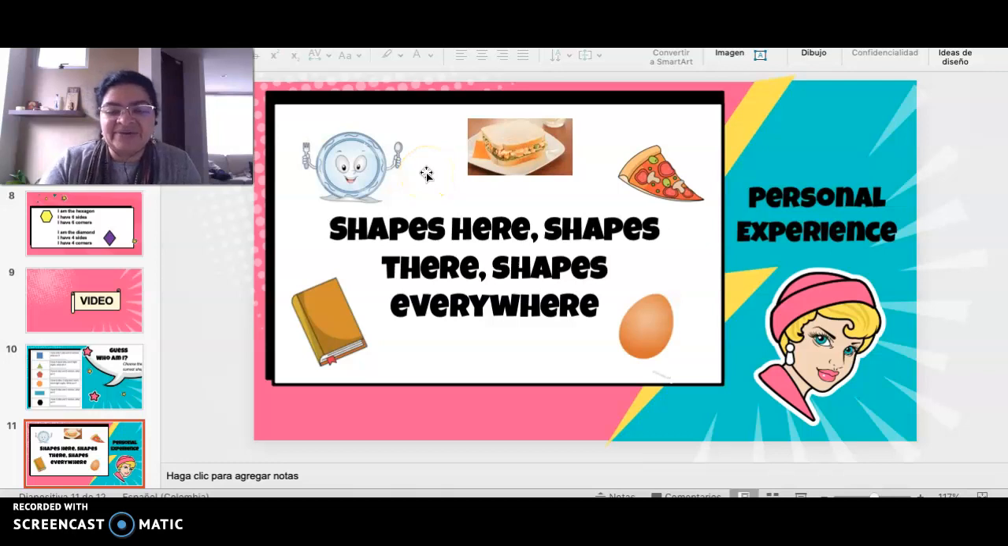Okay, so let's see, what are you going to do? You're going to look around your house for different shapes, as we did in the classroom. Remember that when we are in the classroom, we are looking for different shapes all around it. So you are going to do the same at home. Look for circles, triangles, diamonds, squares, rectangles, hexagons, pentagons.